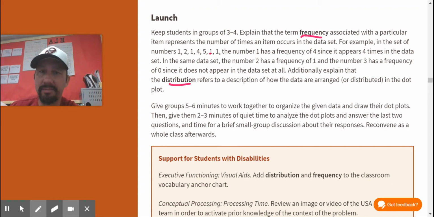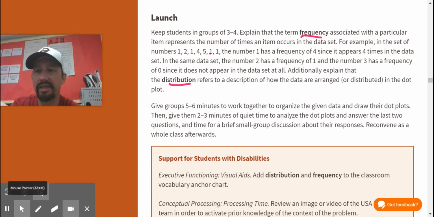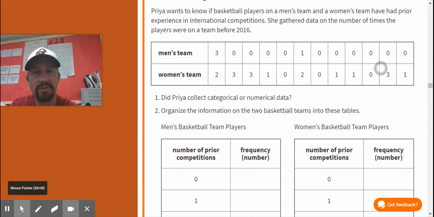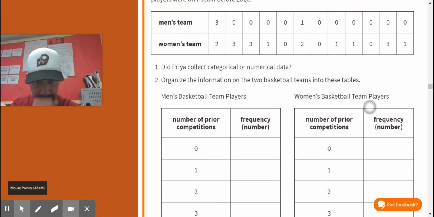What does the number 0 have a frequency of? Well, there's no 0, so it has a frequency of 0. That's what that means. Distribution refers to a description of how the data are arranged or distributed in the dot plot. We'll talk about that in just a bit because it's easier to show than to explain right here.